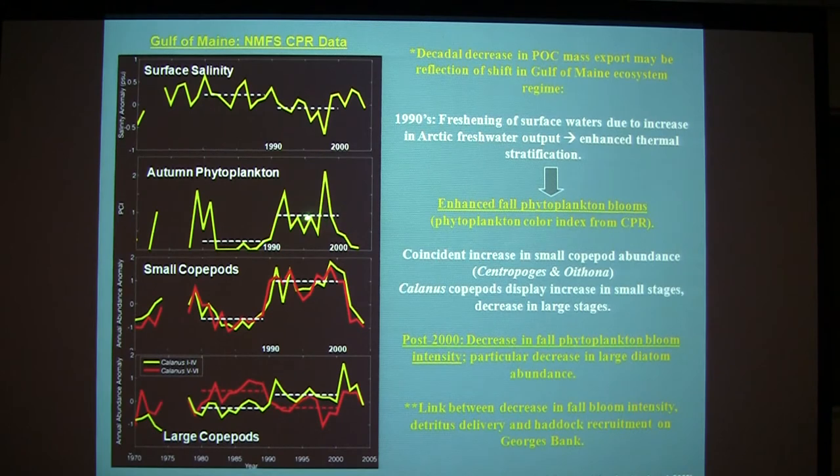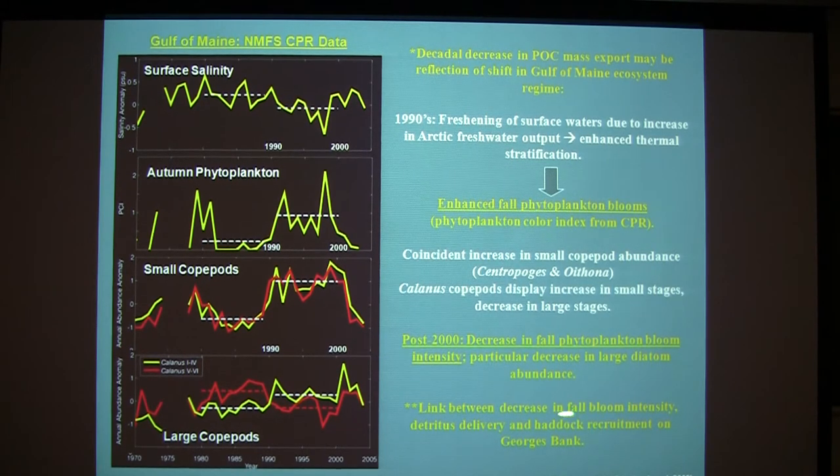We see at the same time the autumn phytoplankton bloom was enhanced during this time of lower salinity. And we also saw that small copepod numbers were much higher, so the smaller species were much higher relative to larger species, which are noted here. If you're a copepod specialist, you'll recognize that. Calanus is the most abundant copepod, and these were decreasing in their large stages. If we go to post 2000, though, these are changing. We see that the decrease in the fall phytoplankton bloom intensity is occurring. We have a particular decrease in large diatom abundance, which I'll show you in a moment.